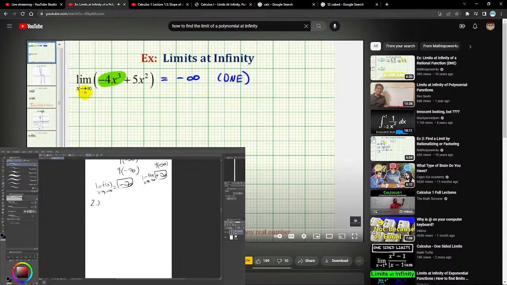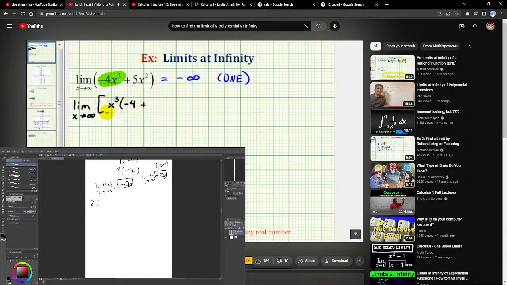If this argument isn't convincing enough, another method is to factor out the highest power of x in the polynomial function. So in this case, we would factor out x cubed from each term. So let's go ahead and do that. We'd have the limit as x approaches positive infinity, and then we're going to factor out x to the third. That's going to leave us with negative 4 plus, now this is a little tricky.